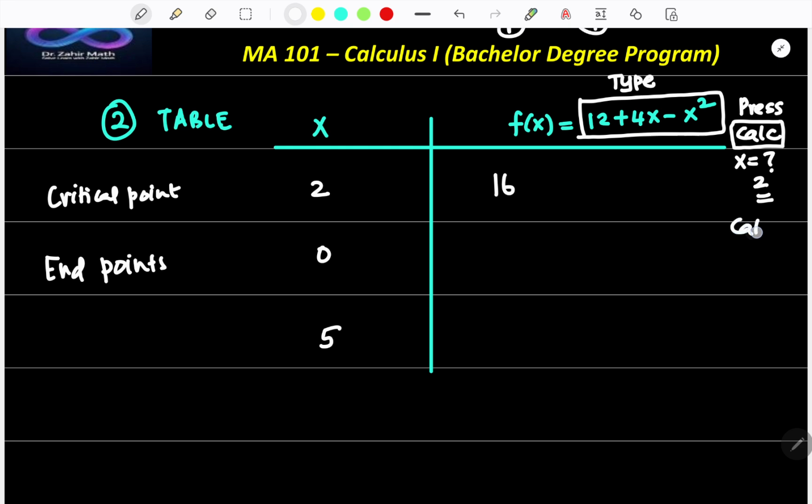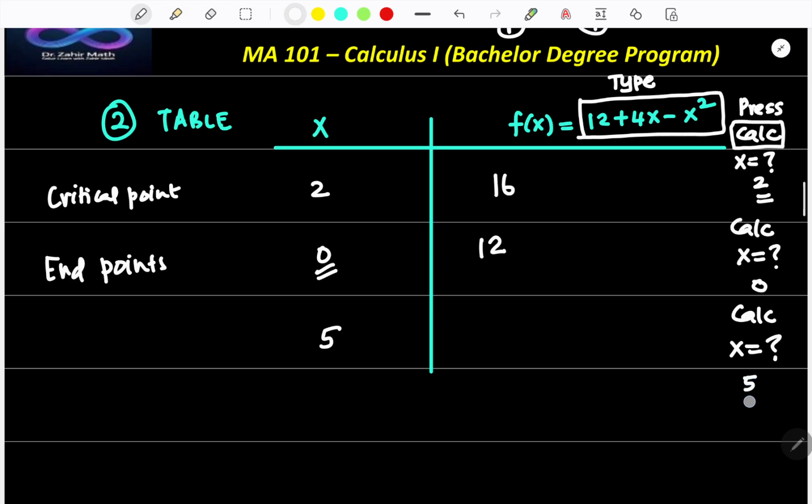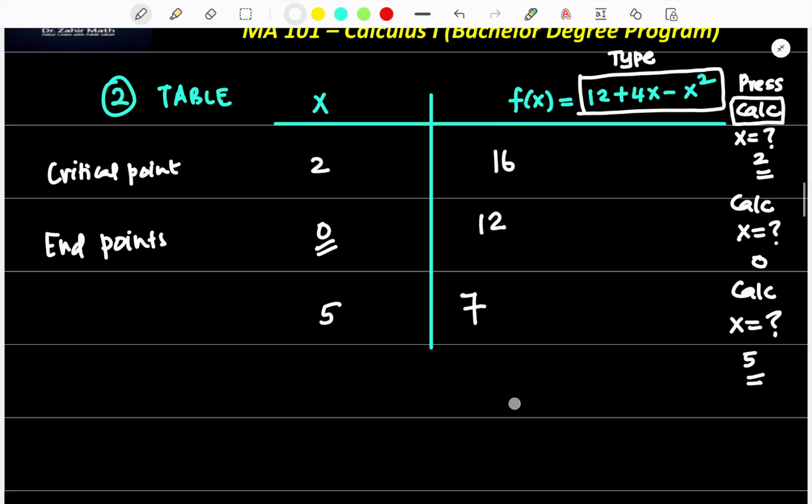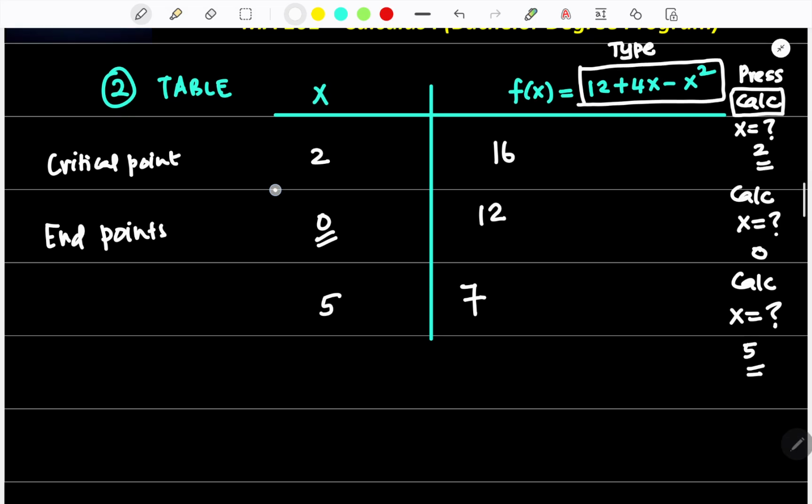Again press CALC, and the calculator will ask you x question mark. Give the value 0, and then press equal, you will get 12. Again press CALC. Again the calculator will ask you x equals question mark. Press number 5, then press equal. You will get 7. Right? So now these are your values. Clear, all of you?